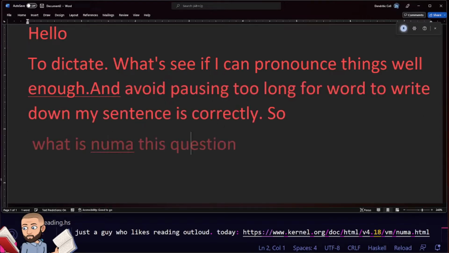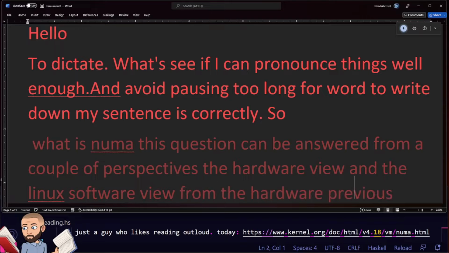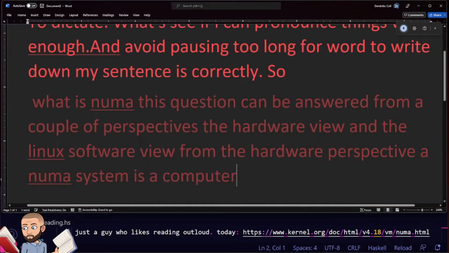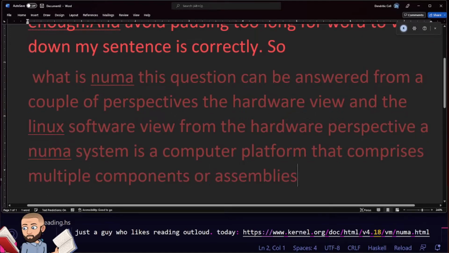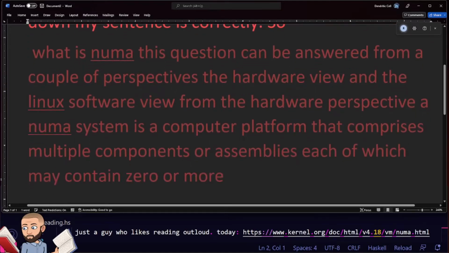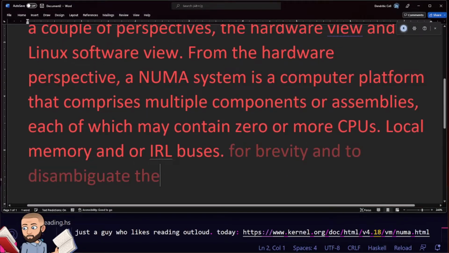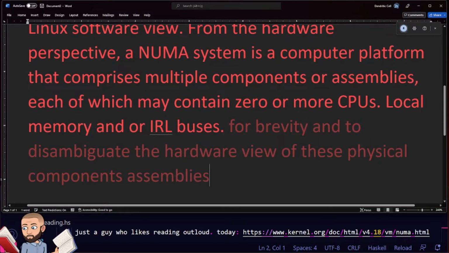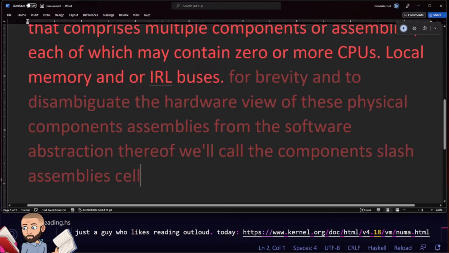This question can be answered from a couple of perspectives, the hardware view and the Linux software view. From the hardware perspective, a NUMA system is a computer platform that comprises multiple components or assemblies, each of which may contain 0 or more CPUs, local memory, and/or I/O buses. For brevity, and to disambiguate the hardware view of these physical components/assemblies from the software abstraction thereof, we'll call the components/assemblies cells in this document.